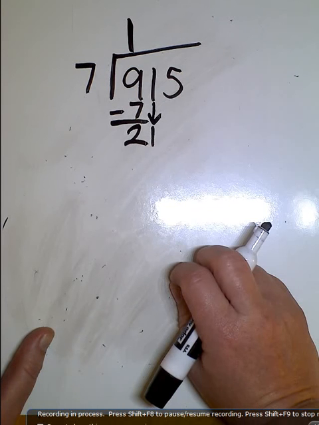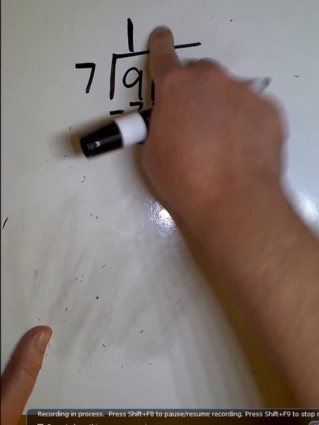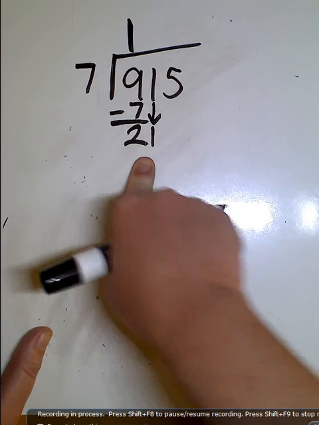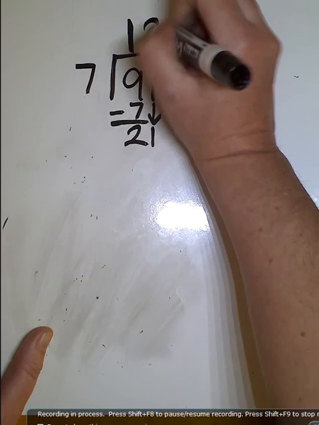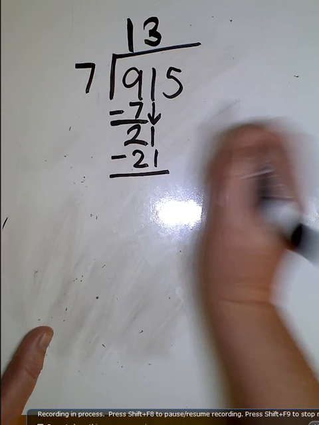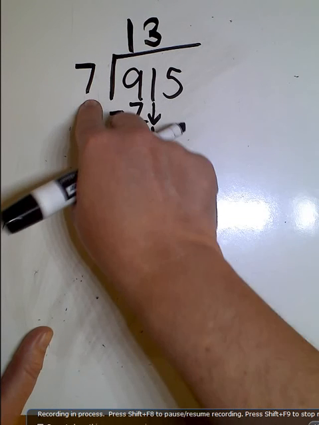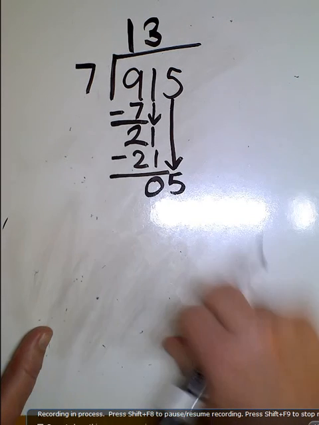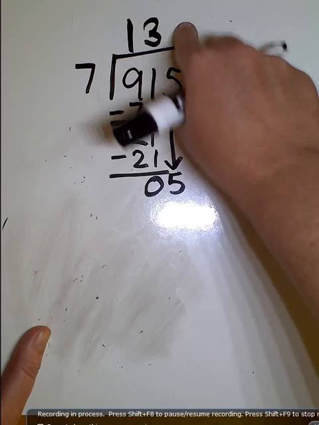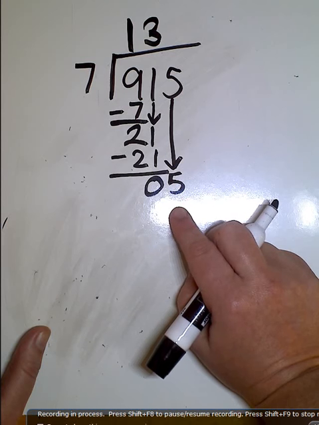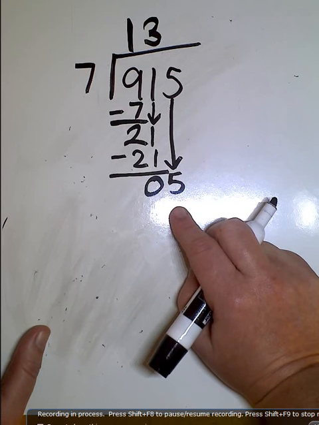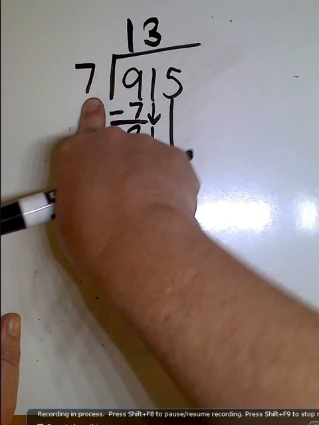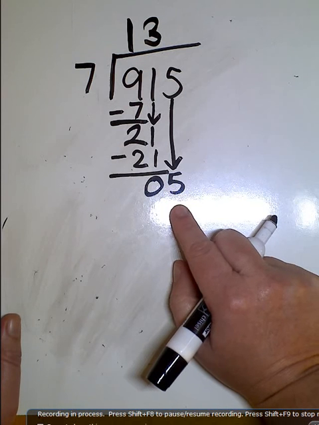Now I must ask myself, 7 times what equals 21, or something very close without going over. In this case, I know that 7 times 3 is 21. 0 is less than 7. So far, so good. Bring down my next digit, a 5. I must ask myself, 7 times what equals 5, or something very close without going over? You may be tempted to just say, oh, well, I'm finished, but you're not. You must always ask yourself, 7 times what equals 5, or something very close without going over.